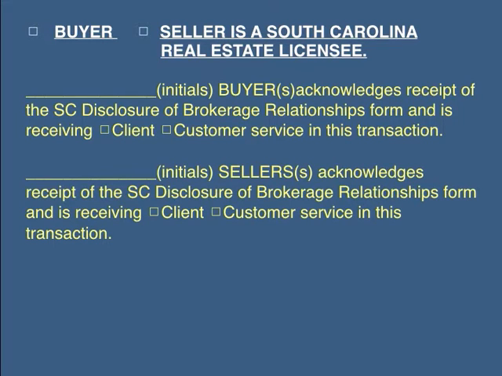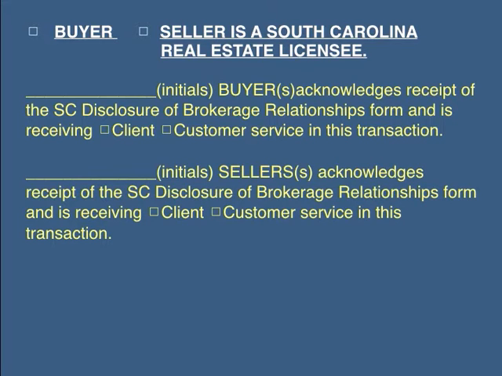The first one, their initials go first. The buyer acknowledges receipt of the South Carolina Disclosure of Brokerage Relationships form and is receiving either client or customer service in this transaction. Check a box. It's either going to be client or customer service, one or the other. Check a box. Please remember that when your buyer or seller initials on these lines, they are acknowledging they have received the South Carolina Disclosure of Brokerage Relationships form. Hopefully you've already given that to them because they're saying they have it here.